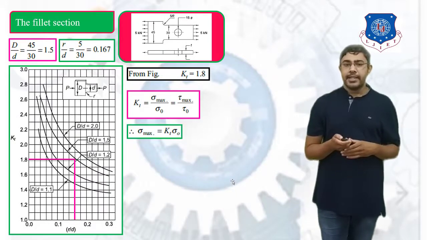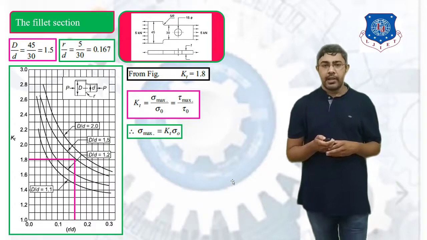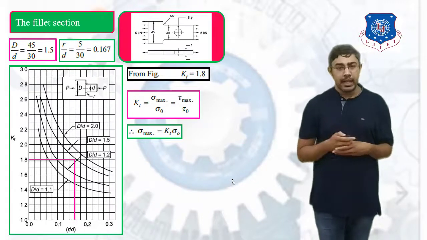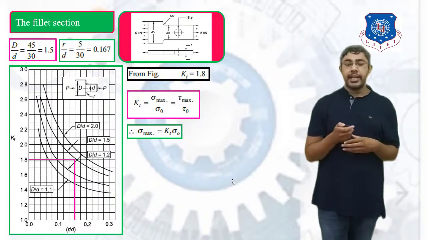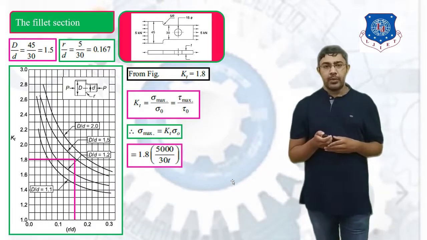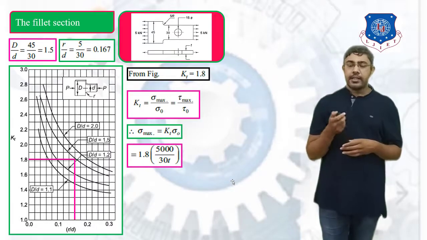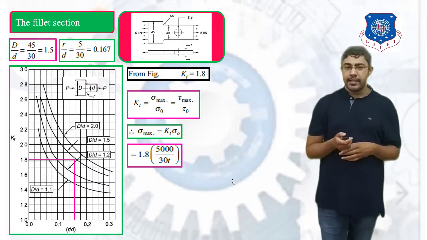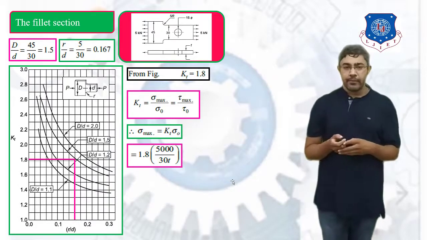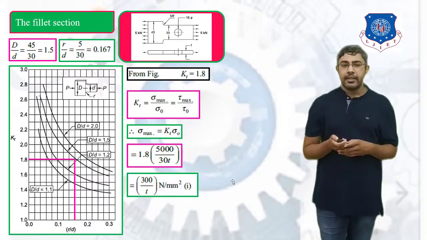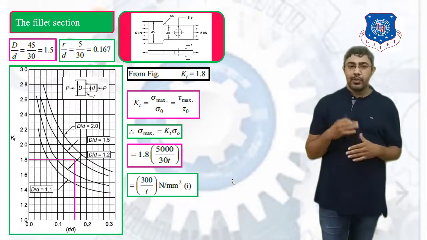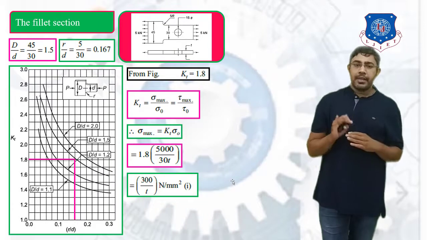Now sigma max is equal to Kt into sigma 0, and we have both values. By placing them, sigma max is equal to 1.8, the stress concentration factor for the fillet section, and sigma 0 is 5000 divided by 30 into T. If we simplify this, we get sigma max equal to 300 divided by T Newton per mm square. Give this equation number 1.